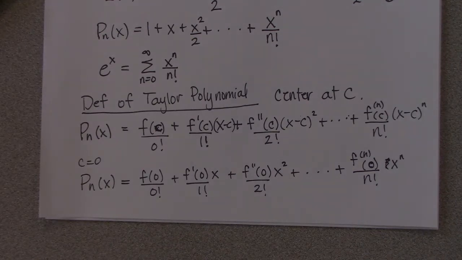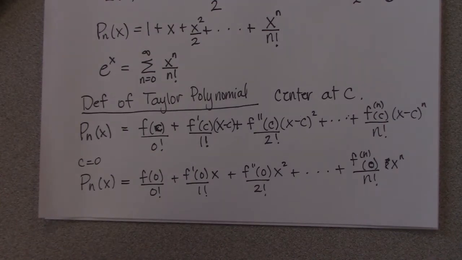So the original function, think of that as the 0th derivative, right? So these count up 0, 1, 2, all the way to n. If we take it all the way to infinity, then we generate the actual series.